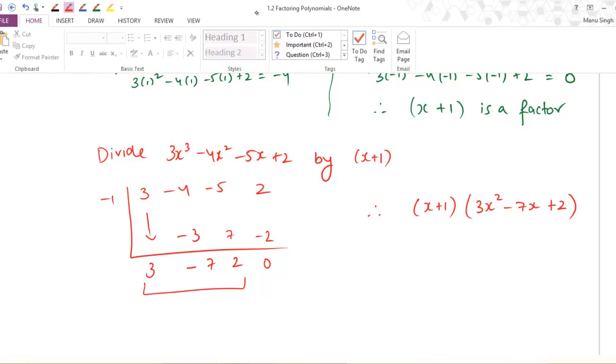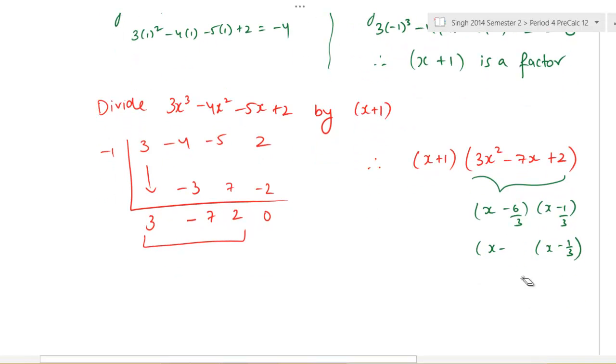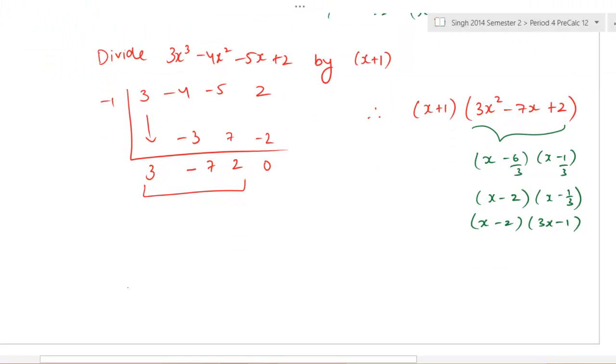You can go ahead and further factor this next part depending on how you learned how to do it. So x minus 6, x minus 1 divided by 3, which means you get x minus a half and x minus a third, x minus 2 and x minus a third. Gotta pay attention here. X minus 2 and 3x minus 1. So as a result, I now have the fully factored form. I can then say that the fully factored form of the polynomial 3x cubed minus 4x squared minus 5x plus 2 is actually x plus 1, x minus 2, and 3x minus 1.